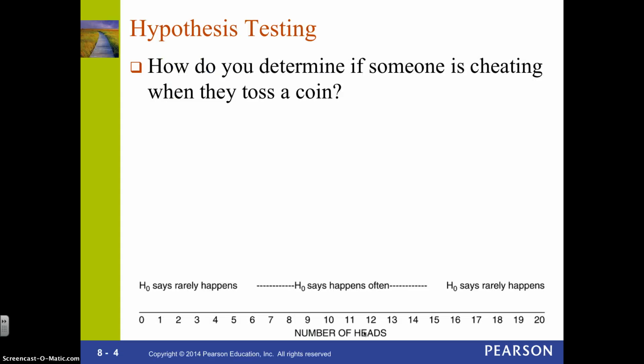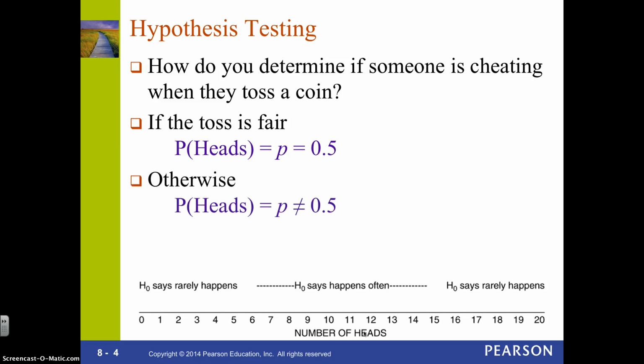Okay, so how do you determine if someone is cheating when they toss a coin? So there's all kinds of theories out there, like if you have it heads up when you first go to toss it, it will actually be more likely to land heads. There's different things you can do to try to cheat when you toss a coin. Okay, so if the toss is fair, right, then your probability of heads should be 0.5. Otherwise, if they're cheating, it's going to be not 0.5. If they're cheating so heads will come up more often, then your proportion will be greater than 0.5. If they're cheating so tails will come up more often, then your proportion will be less than 0.5.